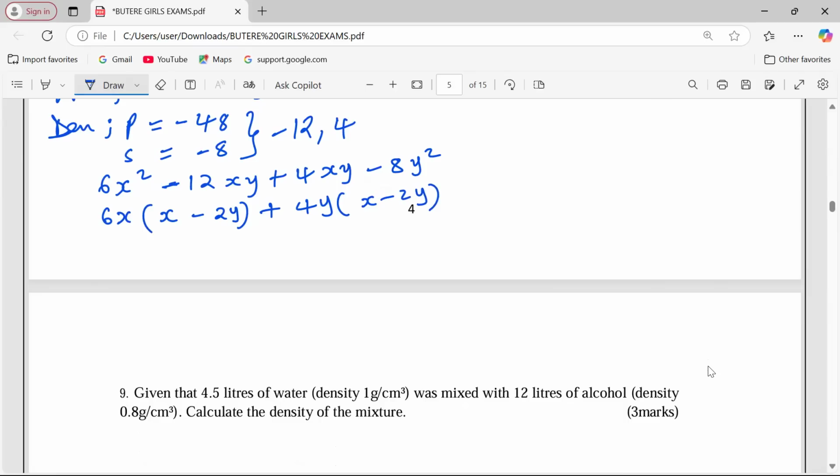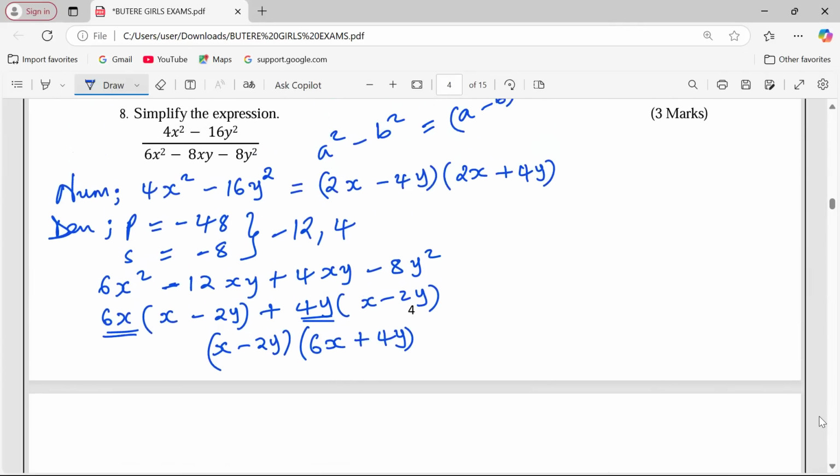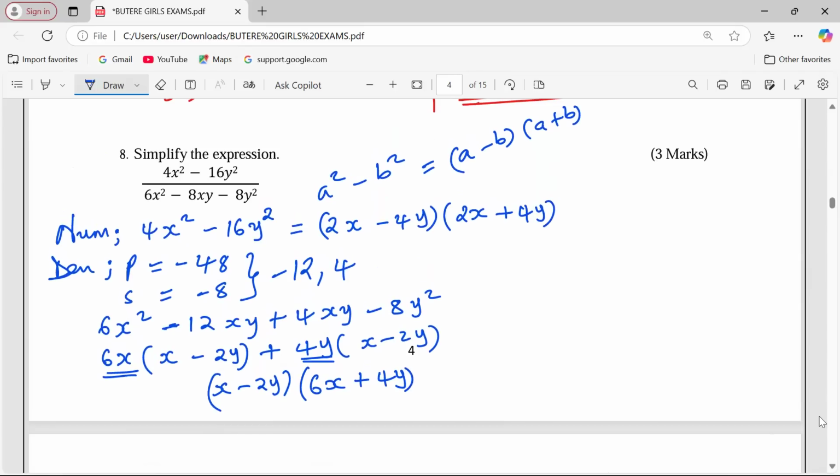2y again. Now, from the inside of the brackets, I'm having x minus 2y. And from outside the brackets, I'm having 6x plus 4y that way. So now we can combine our simplified numerator and the denominator.